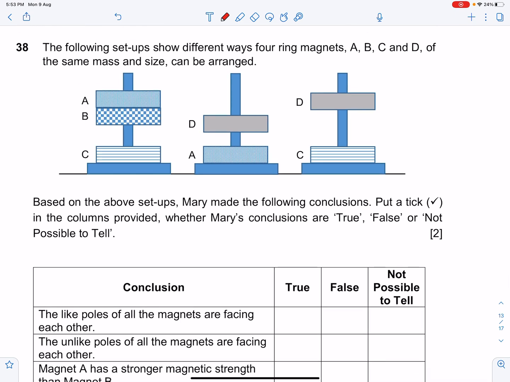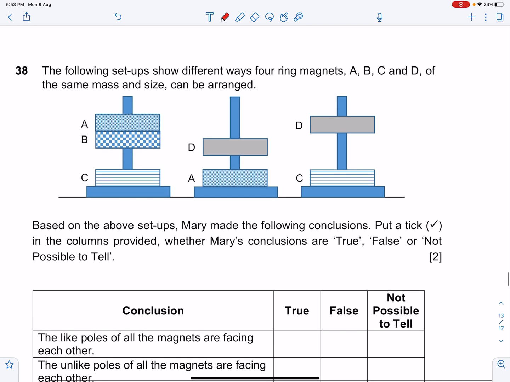Next, question 38. Right off the top, we already know this is a question on magnets. So when it comes to magnets, a few things will come to my mind straight off the top. Like poles facing each other would repel, unlike poles facing each other would attract. What are the possible magnetic materials? Coins will come into play. Later you will see how it works. Alright, so let's jump in.